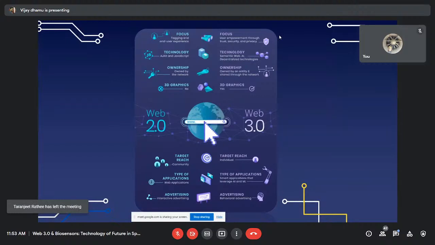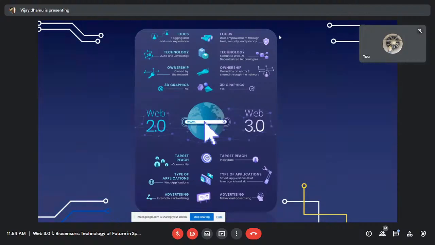The data in Web 2.0 are completely owned by the companies that run the platform or website. For example, Facebook and Google own most of the data in the world, because they have a lot of subsidiaries and sister companies associated with our day-to-day life, like Android mobiles and Gmail, which are owned by Google. Instagram and WhatsApp are owned by Facebook.